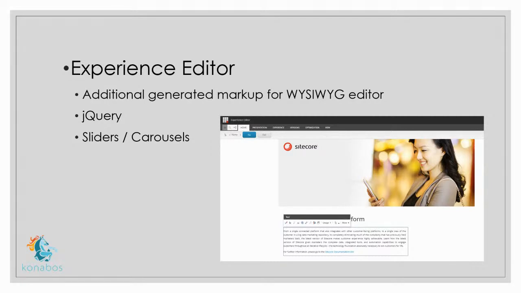So what you would do is ask your backend team to output some class, say on your body tag, whenever a page is being loaded in Experience Editor mode. And as a front end developer, you would initialize your sliders or carousels only when the page is not being rendered in Experience Editor mode.